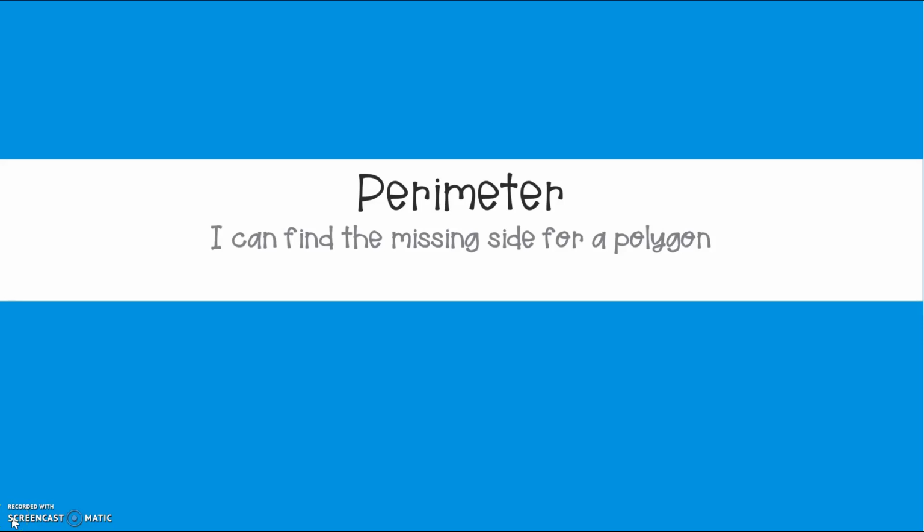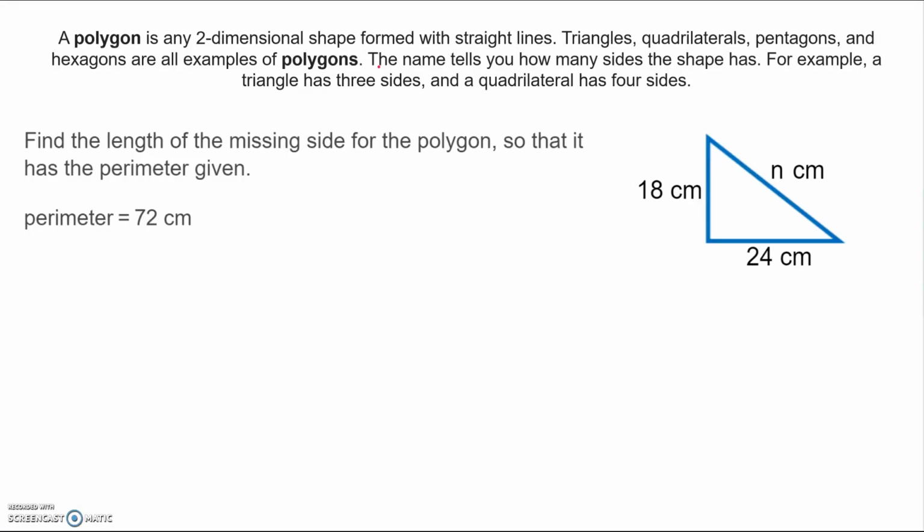Today, we'll continue talking about perimeter. Today, we will find the missing side for a polygon. But what exactly is a polygon? A polygon is any two-dimensional shape formed with straight lines. Triangles, quadrilaterals, pentagons, and hexagons are all examples of polygons. The name tells you how many sides the shape has. For example, a triangle has 3 sides, and a quadrilateral has 4 sides.